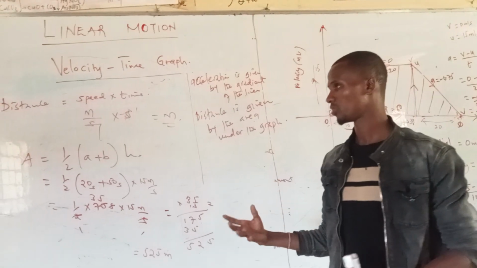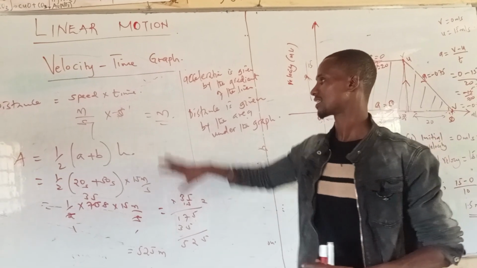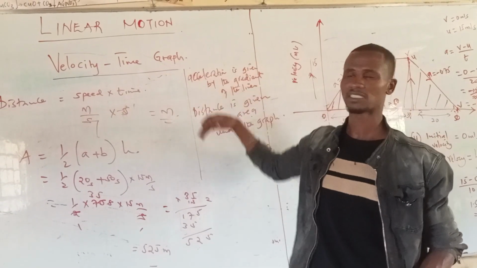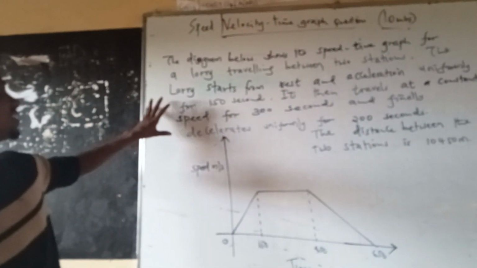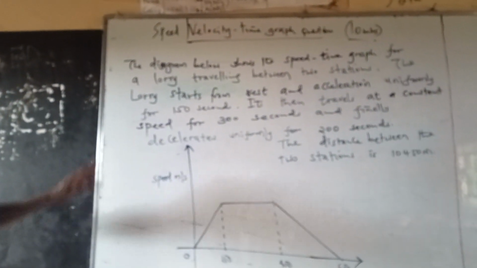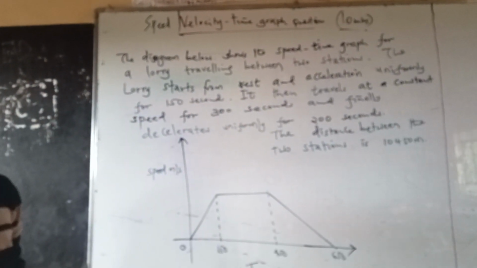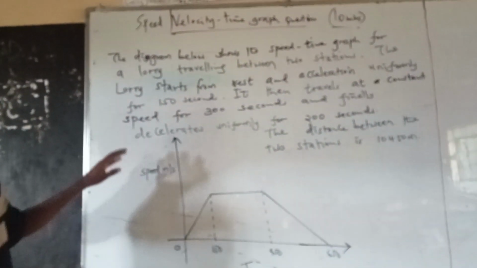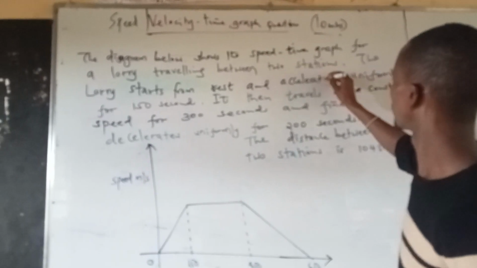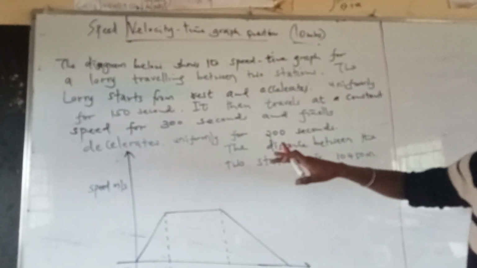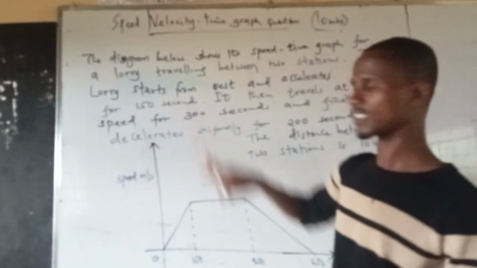So now what we want to do is a question together, which carries 10 marks, concerning the velocity time graph. Let me write the question down. The diagram below shows the speed time graph for a lorry traveling between two stations. The lorry starts from rest and accelerates uniformly for 150 seconds.